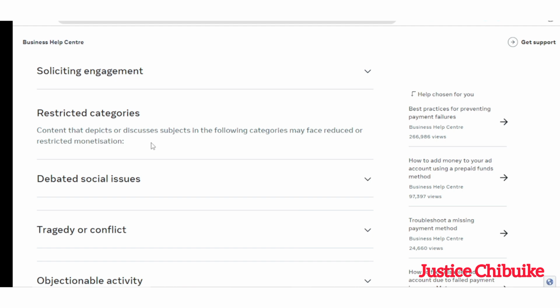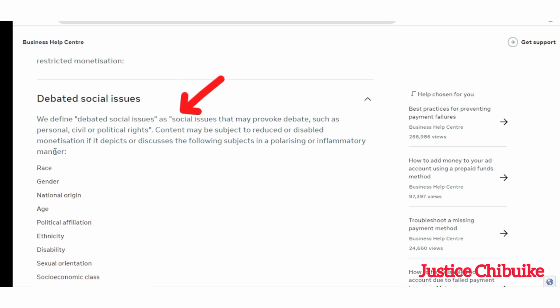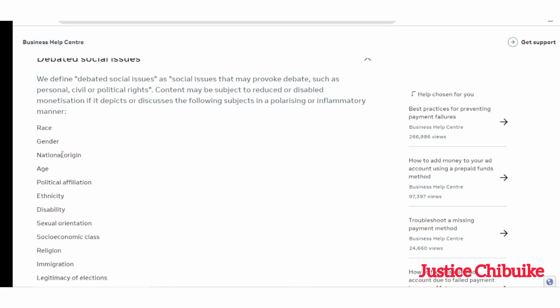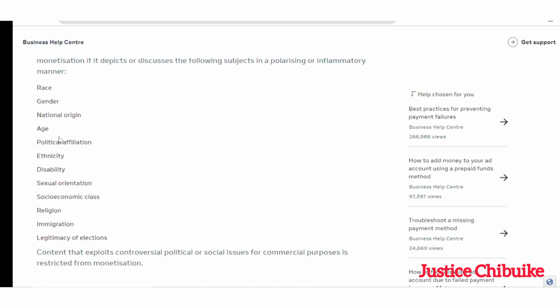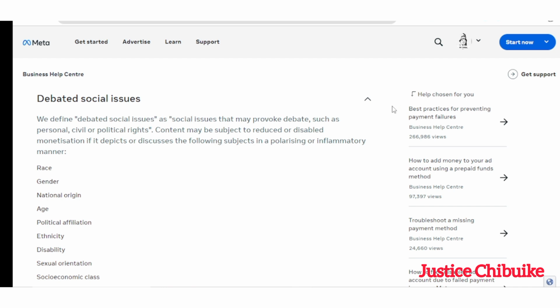It also counts debated social issues, social issues that may provoke debate such as personal, civil or political rights. Content may be subject to reduced or disabled monetization if it depicts or discusses the following subjects in a polarizing or inflammatory manner. Thus, if you post content that defames race, gender, national origin, all the things on this list here, you will not be monetized if you post debated issues that focus around race, gender, origin.